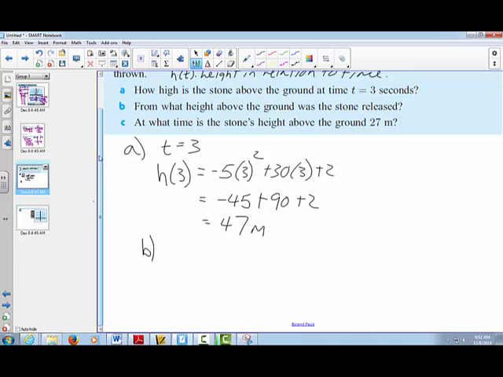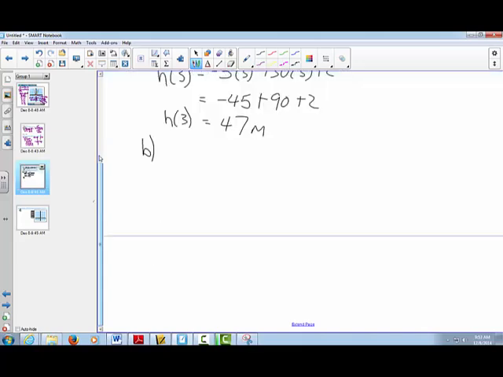B. So, actually, I'll go back to that answer quickly. Height, when time is 3 seconds, is equal to 47 meters. Okay, so from what height above the ground was the stone released? So my starting point, how do I know where the stone was released? My starting point is when t equals 0. Time is 0. The stone hasn't been thrown yet. This also happens to be my y-intercept.